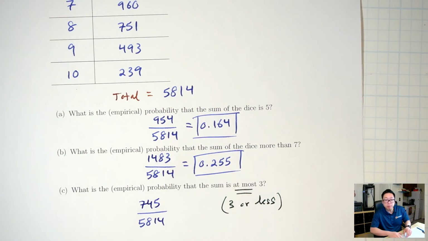If I divide 745 divided by 5814, I get 0.128.